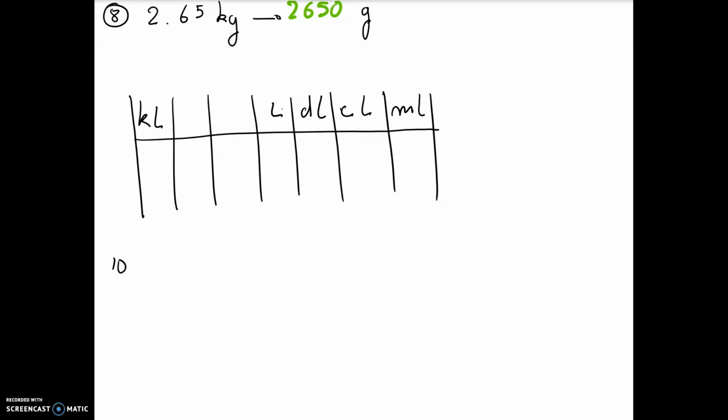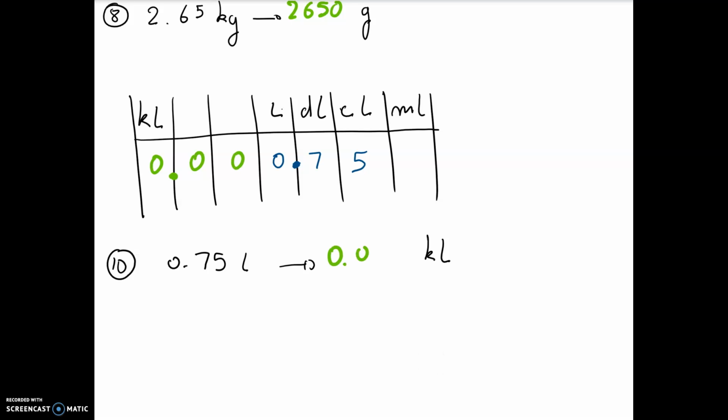So the question number 10 is all about converting 0.75 liter into kiloliter. First and foremost, I need to plot 0.75 liter. 0 will be in the liter column, then 0.75. And if I want kiloliter, I need to move this period right here, just where I have the kiloliter column. And then I need to fill up with zeros, 0, 0, and the answer is going to be 0.00075 kiloliters.